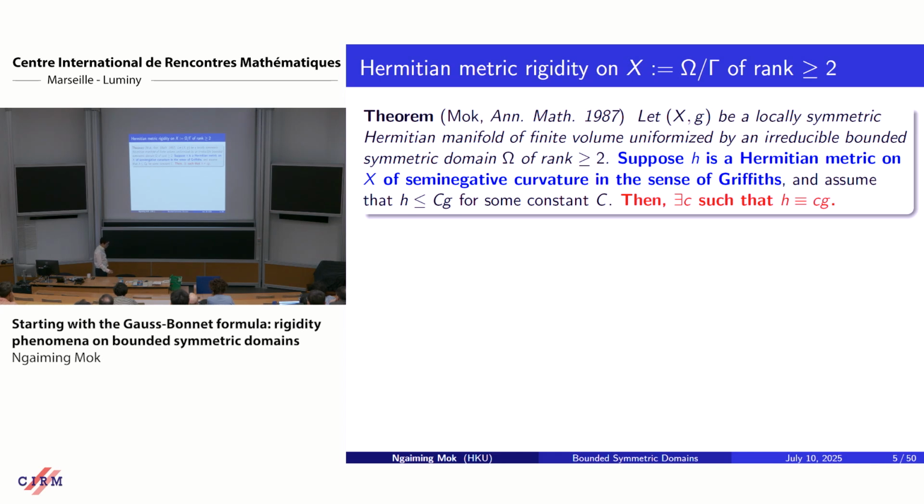Now, the title of the talk starts with the Gauss-Bonnet formula. The Gauss-Bonnet formula is something that everybody knows, whatever your subject of study. And then the first theorem I stated, a long time ago, in 1987, was where I considered quotients of bounded symmetric domains, first the co-compact cases, irreducible and of rank at least equal to 2.